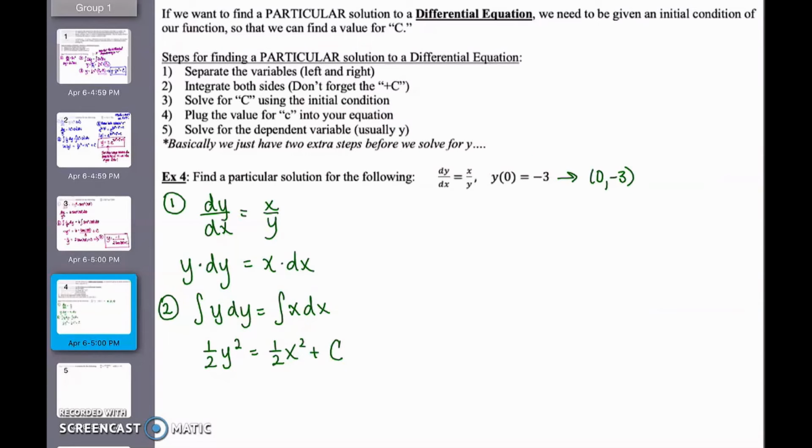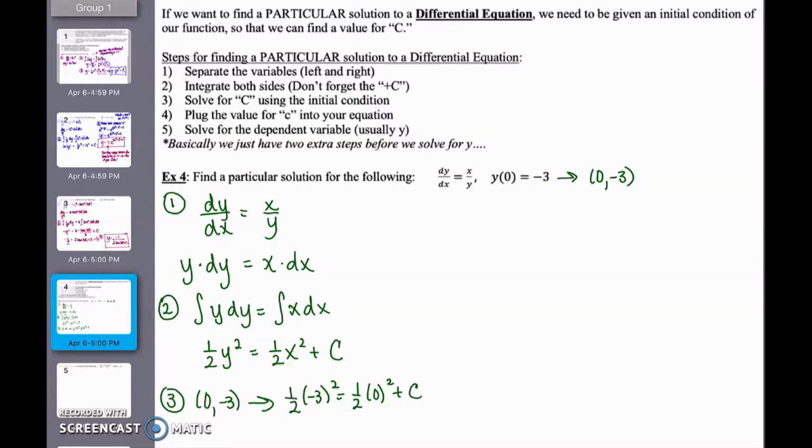All right, step 3, now we're going to use our initial condition, right? And our initial condition was when x is 0, y is -3. So when I plug those values in for x and y, this will allow me to find the value of c. So I get 1/2 times -3 squared is equal to 1/2 times 0 squared plus c.